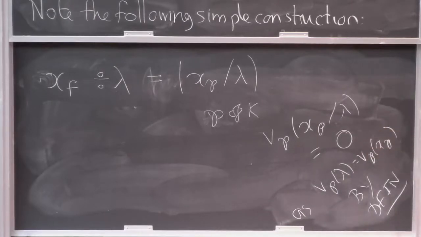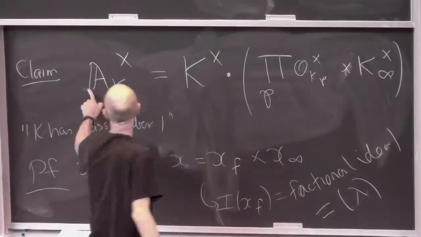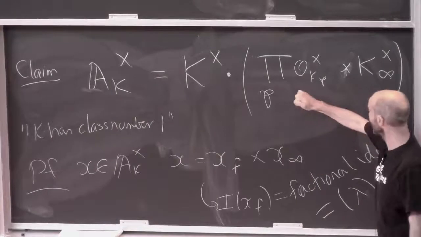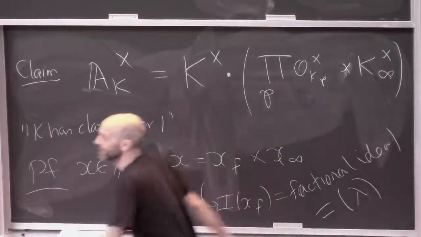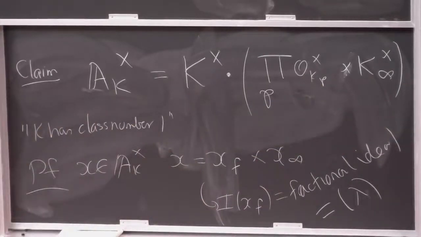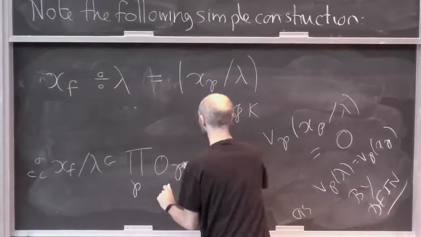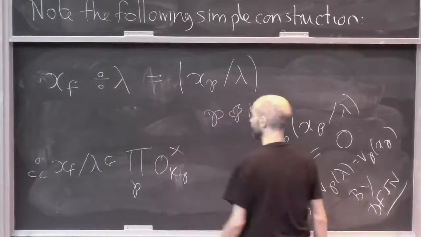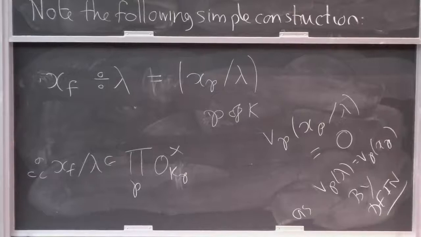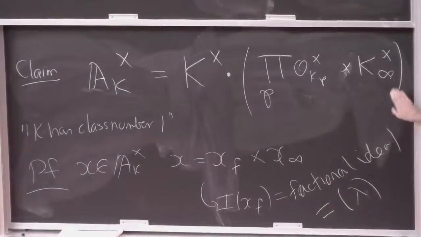So whatever this xp over lambda is, it's in the ideles, but the valuation at every single finite place is 0, so it's in here, you see. Therefore, xf divided by lambda is in the product over all p's of OKp star. So I proved this claim, and then at infinity, I'm not making any assertion. At infinity, I'm just saying there's something happening at infinity. There's nothing to check at infinity, because I'm just allowing it.